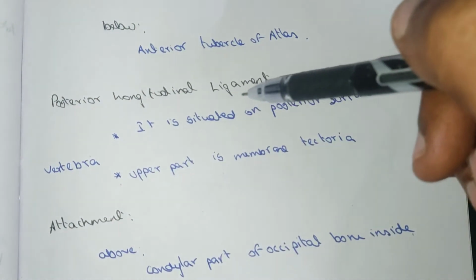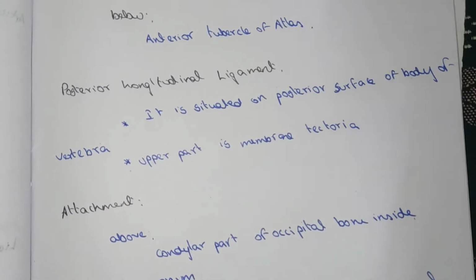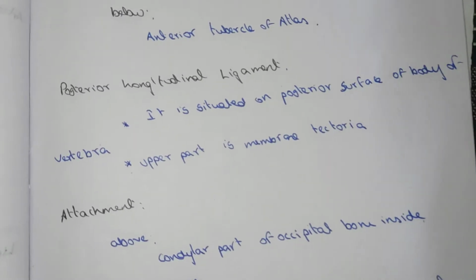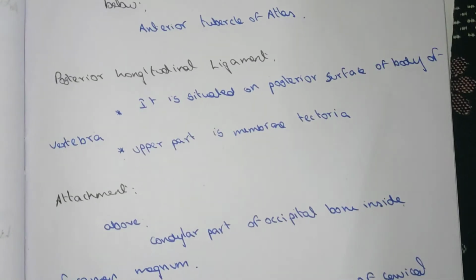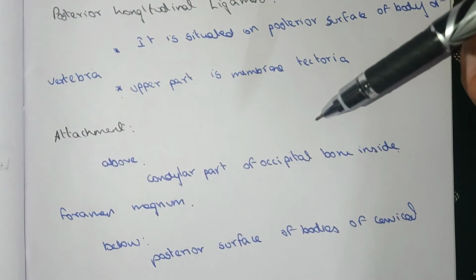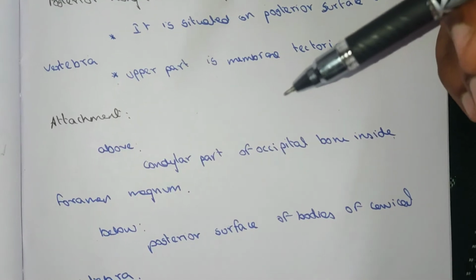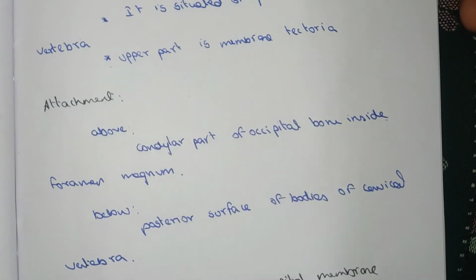As well, you will see the posterior ligament is situated on the posterior surface of the vertebrae, whereas the anterior longitudinal ligament is situated on the anterior surface. Here it is on the posterior surface. Above it is from the condylar part of the occipital bone at the foramen magnum. Below it is the posterior surface of the cervical vertebrae.